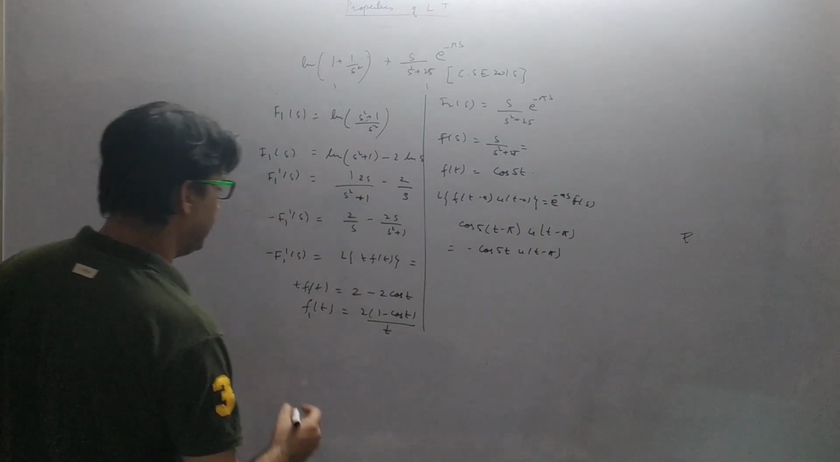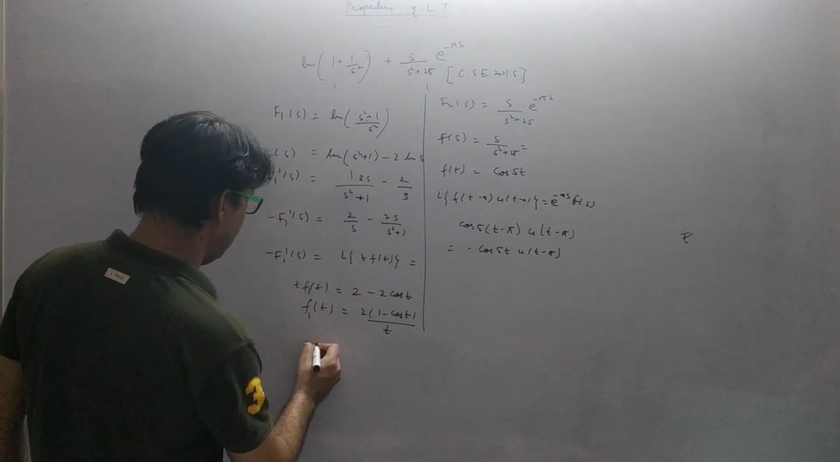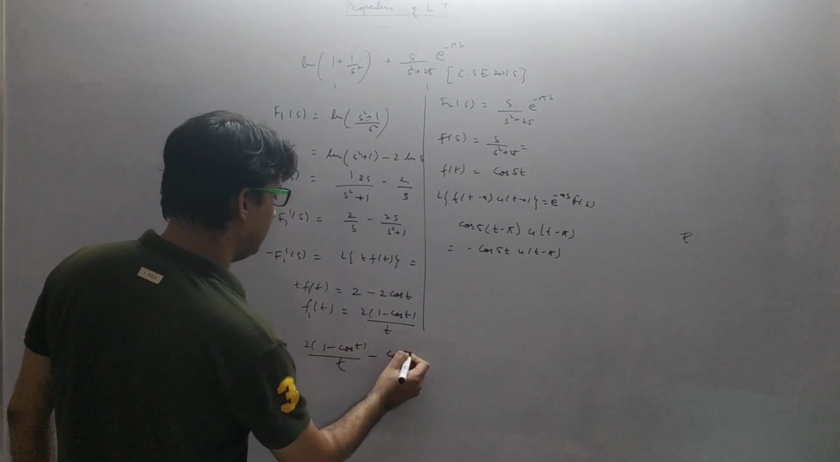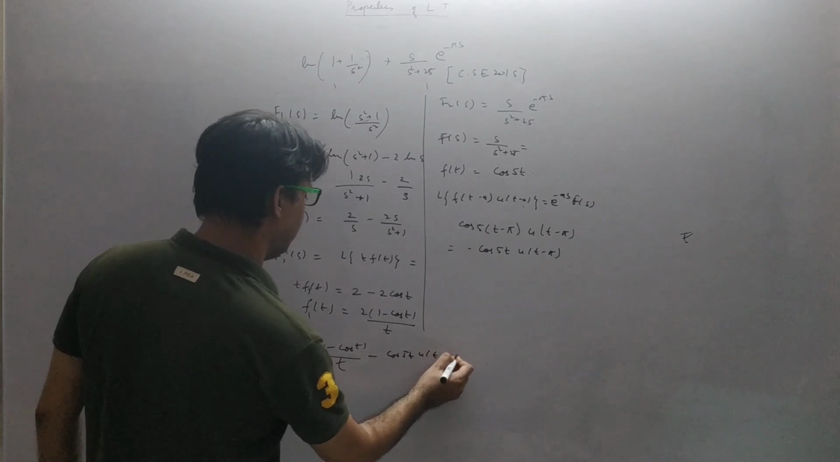So the final answer is 2 (1 minus cos t) by t minus cos 5t u(t minus pi).